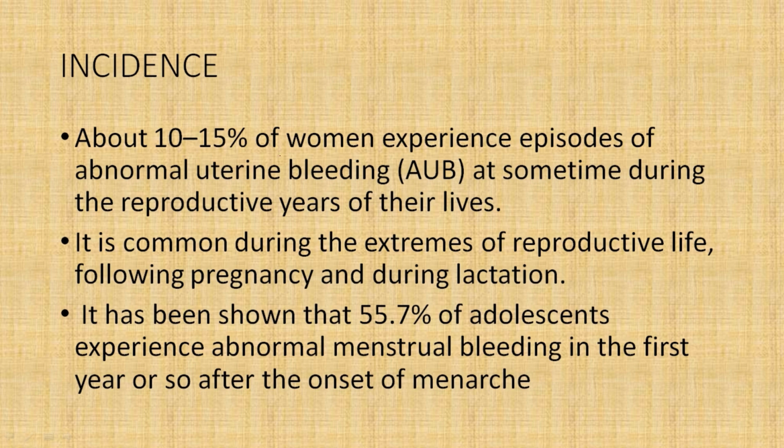About 10 to 15% of women experience episodes of abnormal uterine bleeding at some time during the reproductive years of their lives. It is common during the extremes of reproductive life, following pregnancy, and during lactation. It has been shown that 55.7% of adolescents experience abnormal menstrual bleeding in the first year or so after the onset of menarche. Menarche is the first menstrual bleeding.